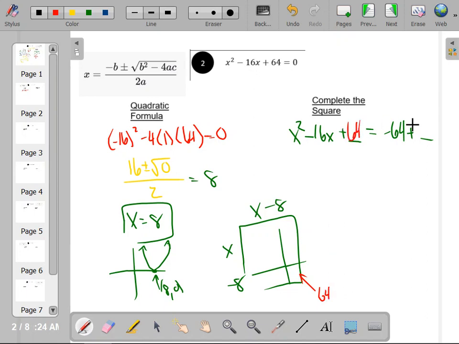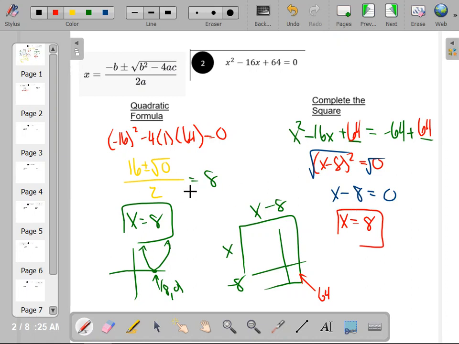So 64, 64. Now when we factor, we have x minus 8 times x minus 8, so that's x minus 8 squared. And on the right side, 64 minus 64 makes 0. Now when I square root both sides to solve, I get x minus 8 equals 0. And the last thing I need to do is add 8 to both sides, so x equals 8. Good, same answer. Again, it's the same problem, you better get the same answer.